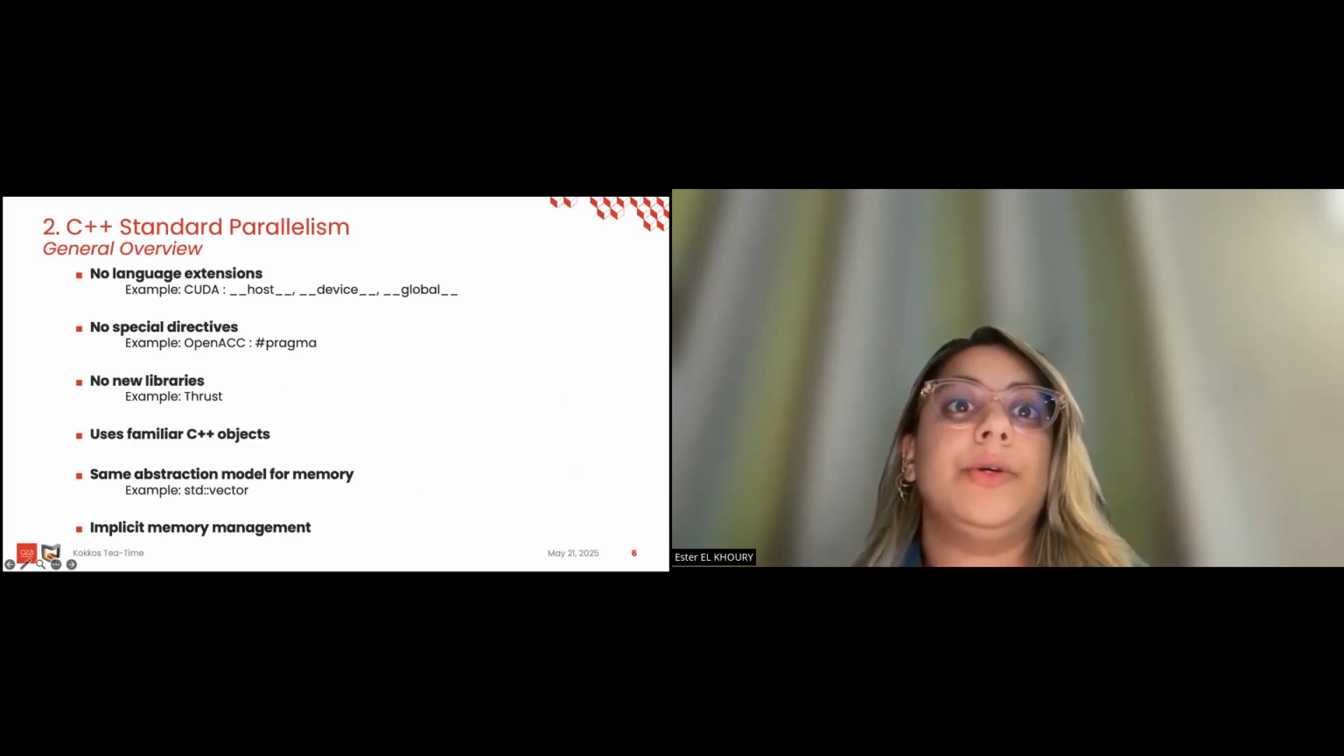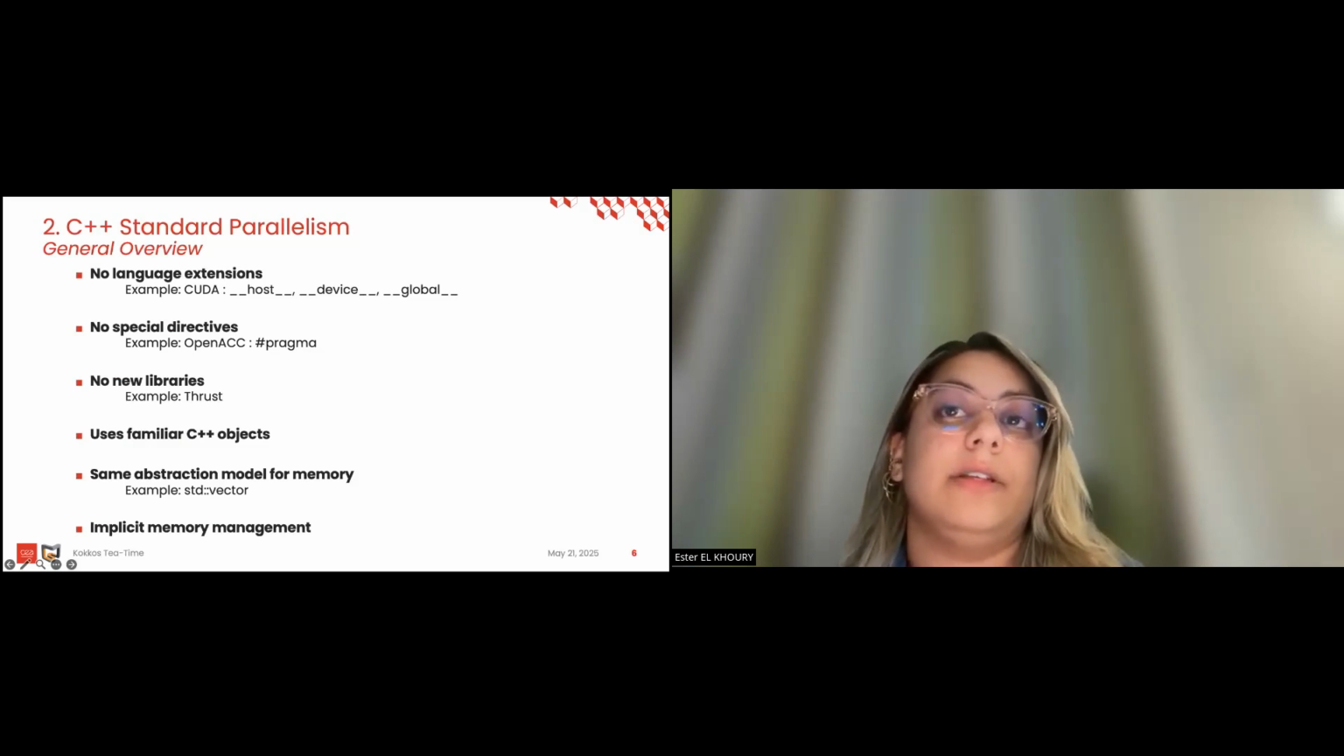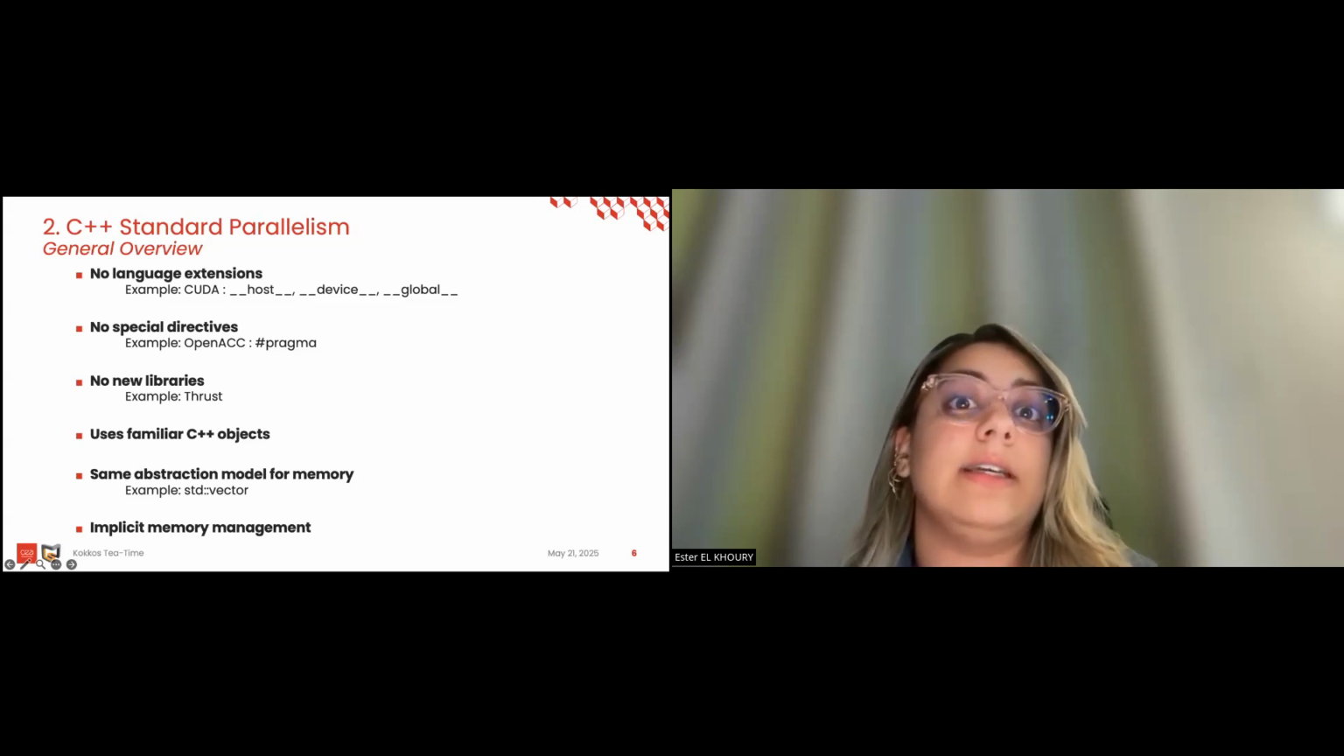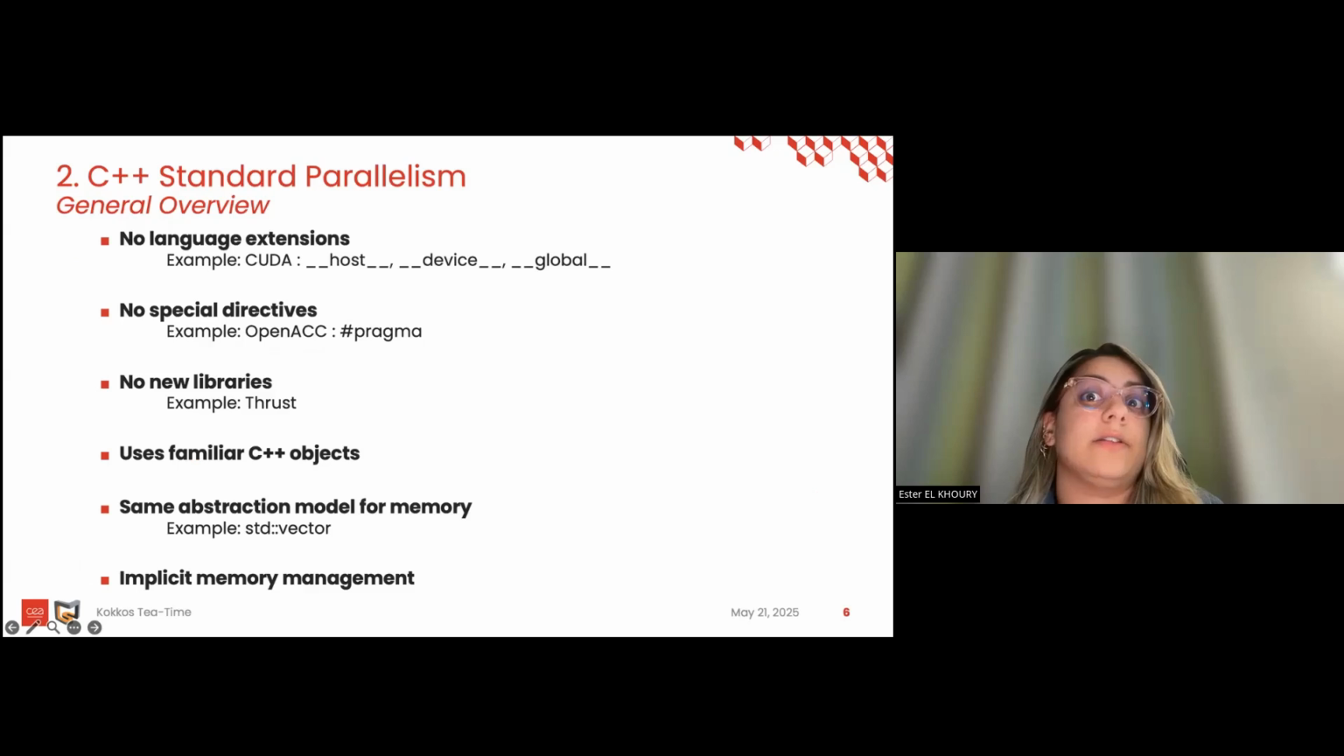I will present to you STD-PAR. It's designed to integrate parallelism directly into the C++ language without needing any special extension, nor directives, nor external libraries. It uses familiar objects like vectors, and it follows the same memory model as standard C++. Finally, the memory management is implicit, which reduces complexity for the developers.